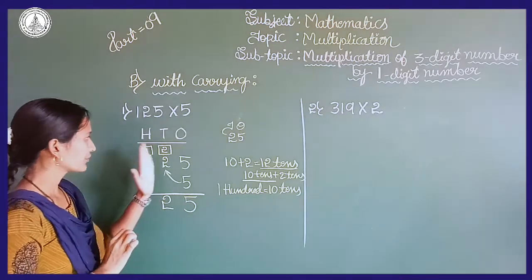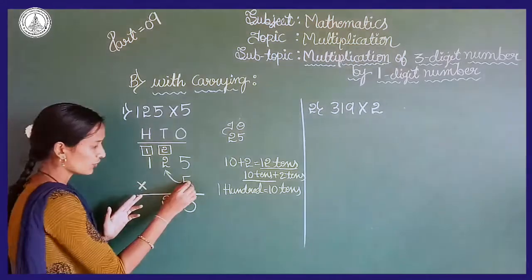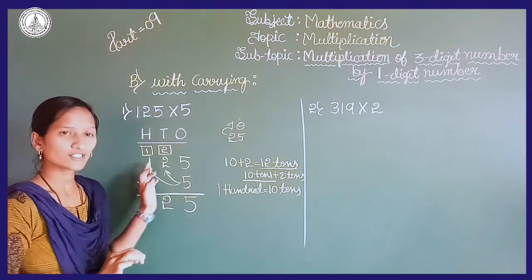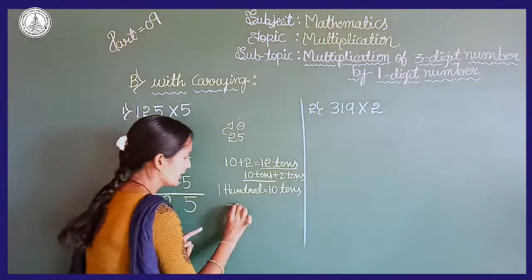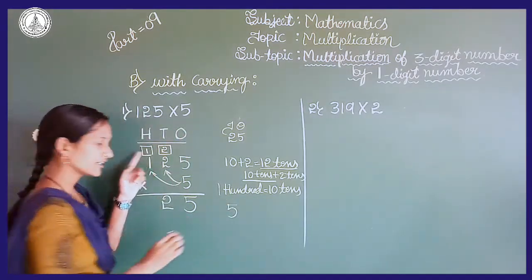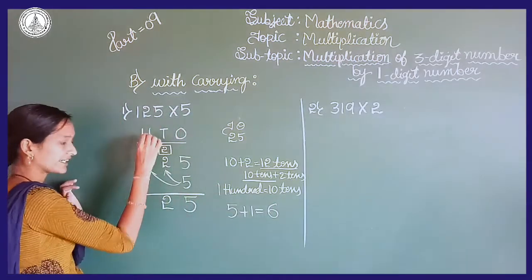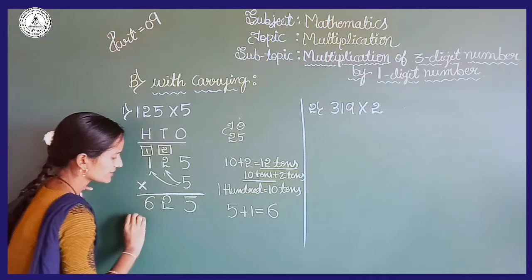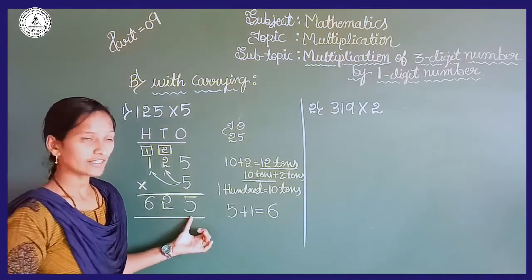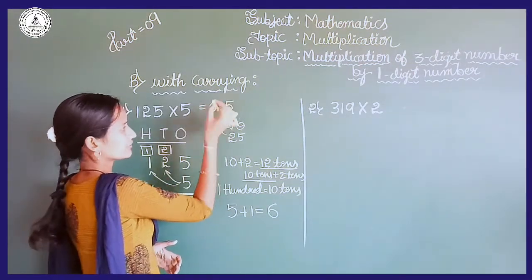So now we finish the tens column. Now I am moving to the hundreds column. So 5 into 1, it is 5, right? The next 5 plus this 1 is 6, that is 600. So write down here 6. So which is our product? 625 is our product. So write down here 625.